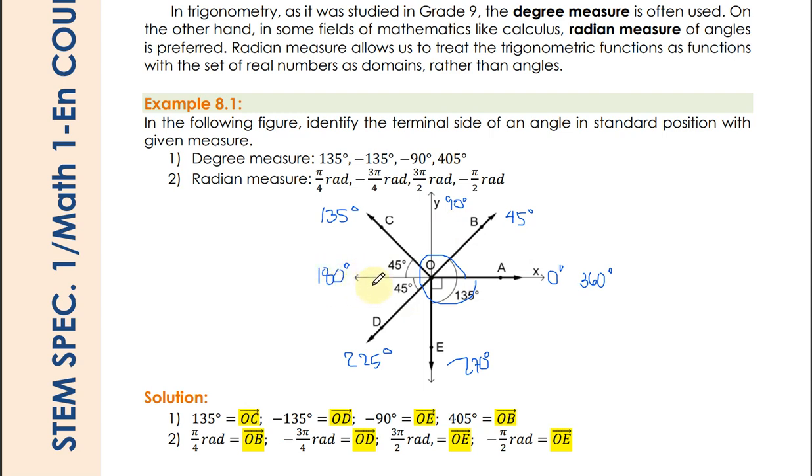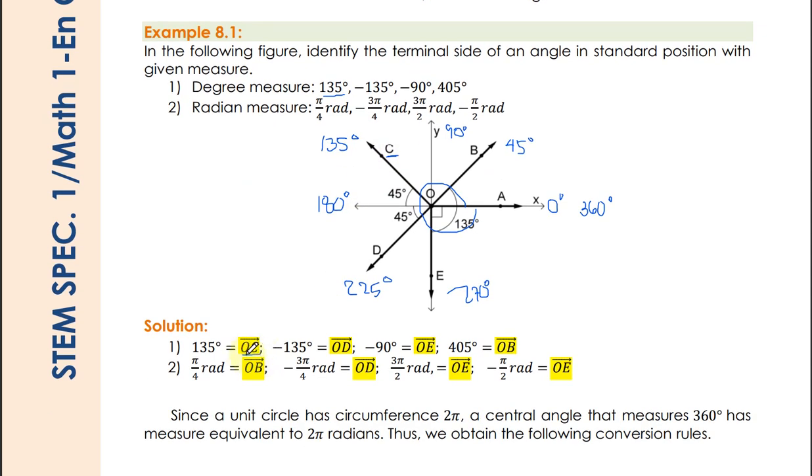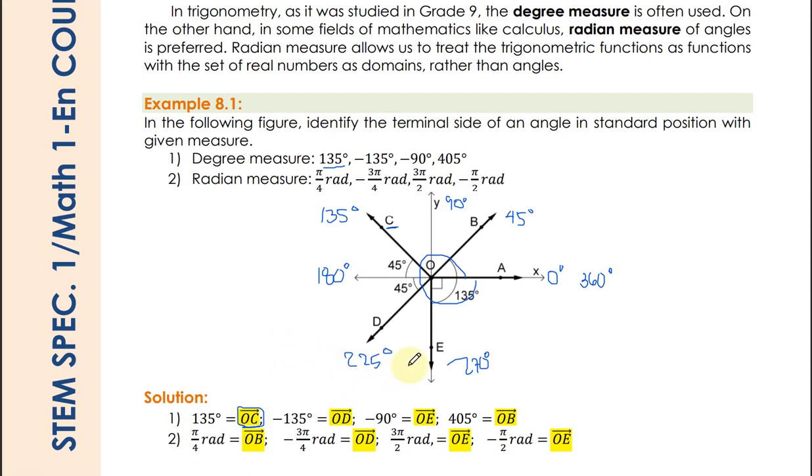So, we are going to locate where is the terminal side of the 135 degrees. So 135 is here. So its terminal side is OC. So that's why we have an answer here, ray OC.